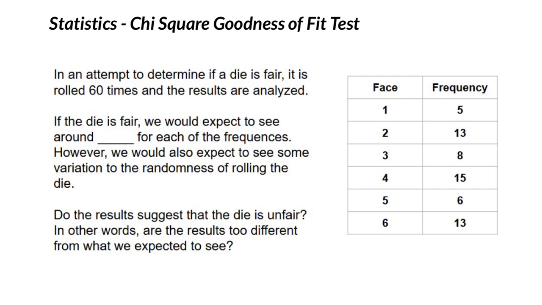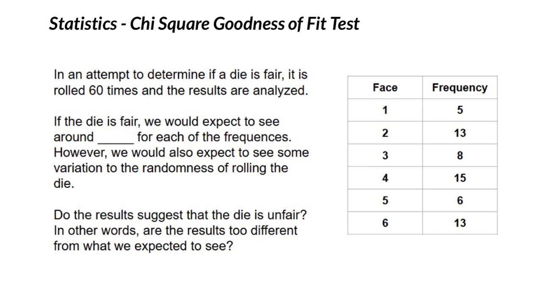Let's discuss the chi-square goodness of fit test. The chi-square goodness of fit test is used to compare a distribution of outcomes to an expected distribution of outcomes. So let's do a simple example as a first step.